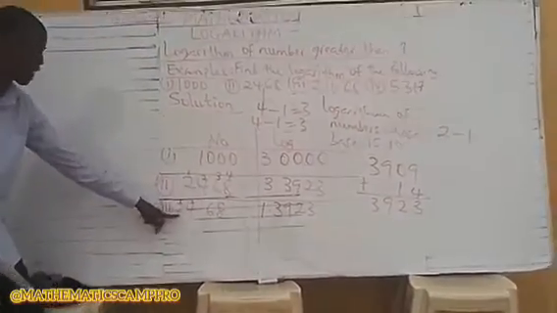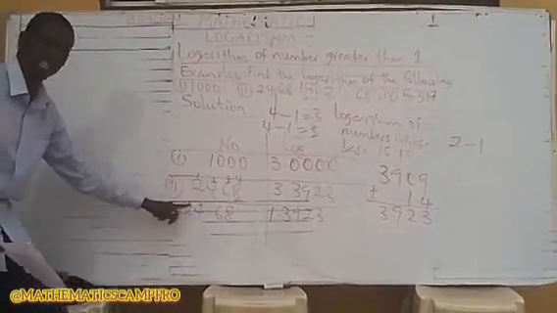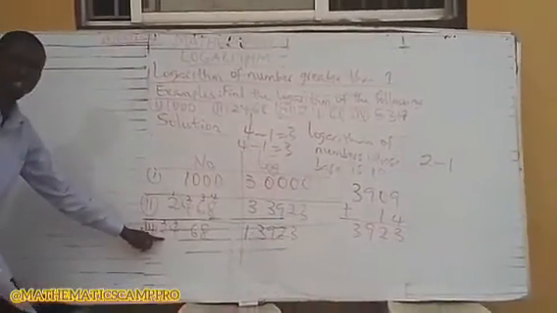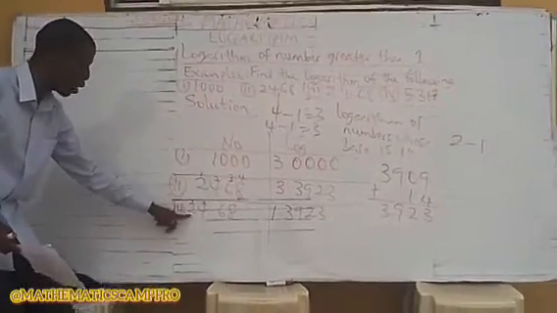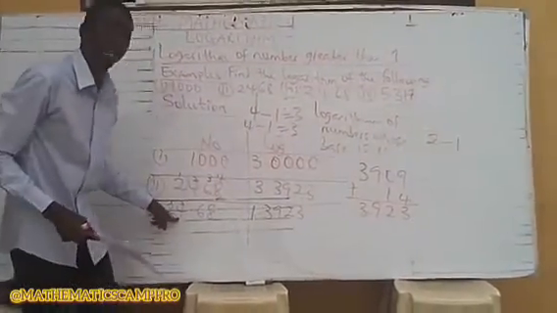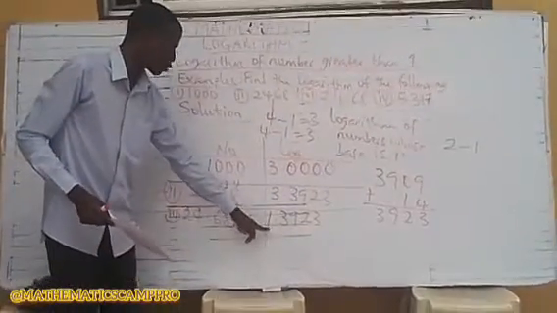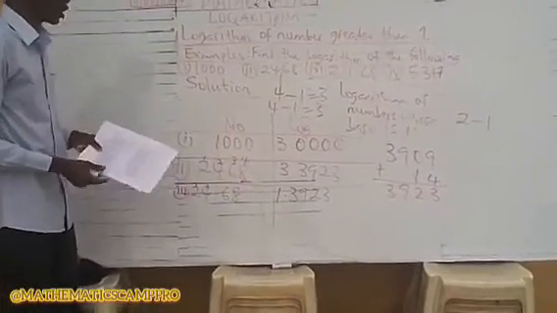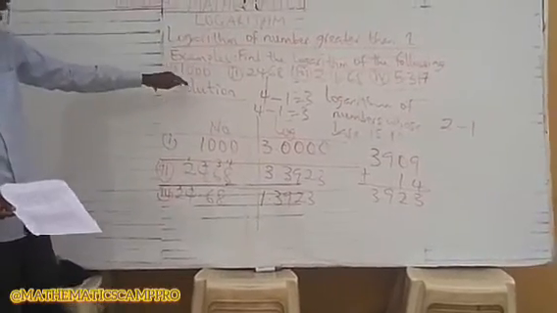For you to get your characteristic for a number in this form, you only count the number of digits before the decimal. And how many numbers do you have before the decimal? Viewers at home, we only have a 2-digit number. This is 1, 2. And for you to get your characteristic, it's going to be 2 minus 1. And that is 1.3923.